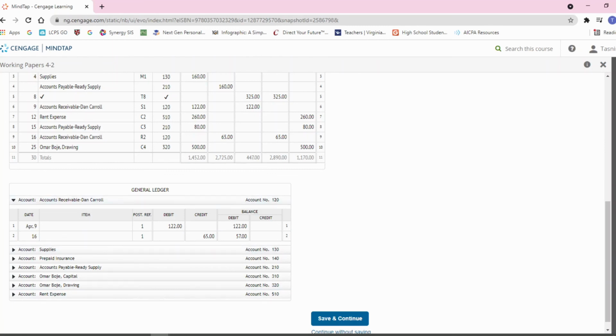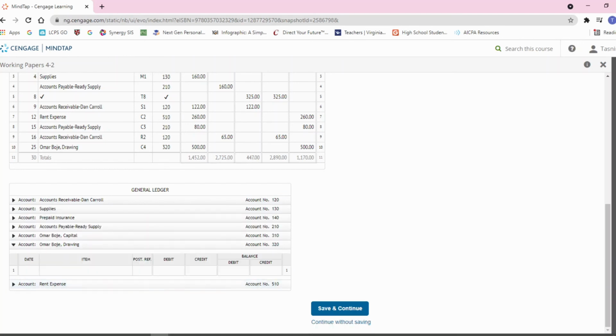What's our next transaction? Okay, our drawing account. So let's go down to Omar Bouget drawing. The date, so that is on the 25th. We need to write out the month. Leave the item blank. Page number 1 for post reference. And we debit. We're going to debit 500. And then we only have one drawing transaction, so we're going to debit 500 over here on the balance. Okay.